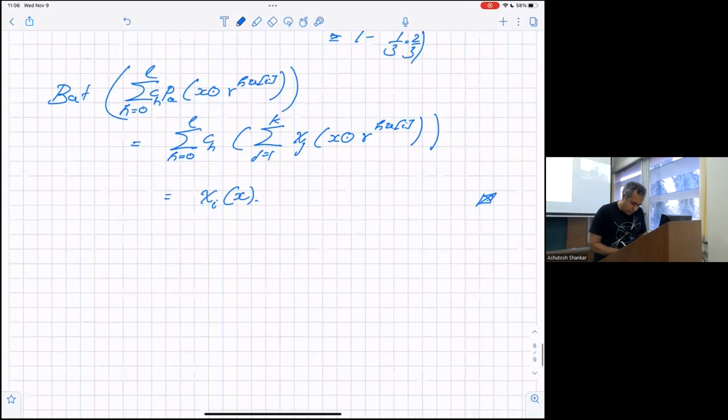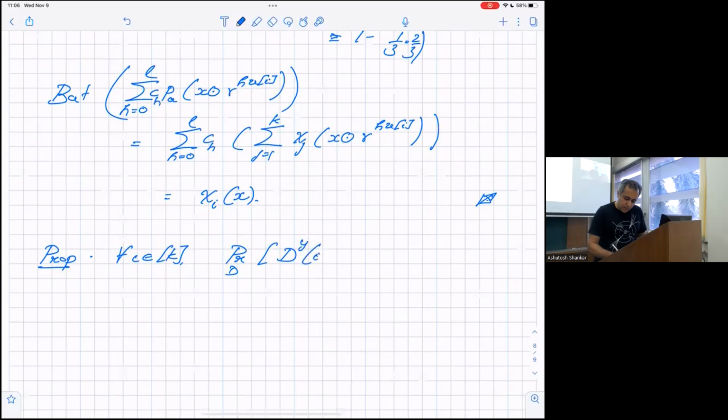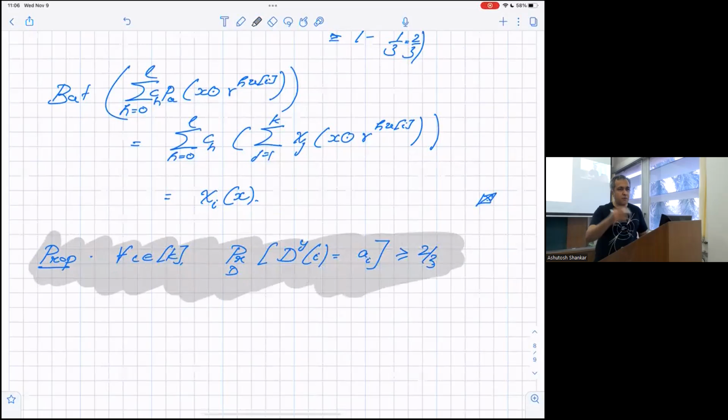So for all i in K, the probability, over the randomness of the decoder, that the decoder, when given i and given y, outputs a_i is greater than or equal to 2/3. That's the conclusion of all of this system.